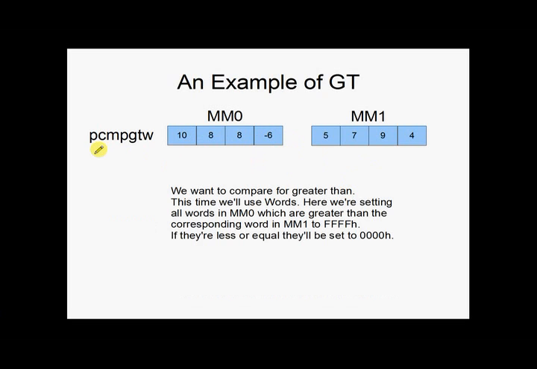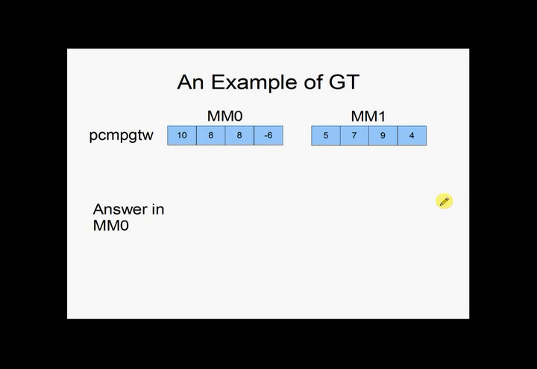Alrighty, so here we go, greater than. Another example. Here we're using words. Once again, I've got MM0 and MM1, and we're checking for greater than here. We're going to get word-sized answers here, so 4 Fs in hexadecimal or 4 zeros in hexadecimal. Anyway, I think I've stepped through this one. Let's have a look. Yep, here we go.